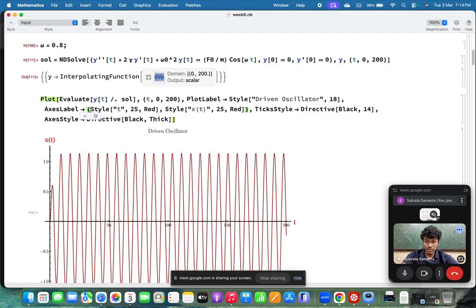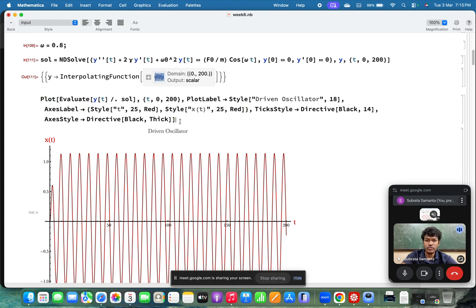If you want to style your labels at axis level, you just put the style and then the label, the font size, and the color. The tick styles are basically again the black tick, the minor and major ticks, with the size. And axis styles are basically again black and thick. These are the axis lines.